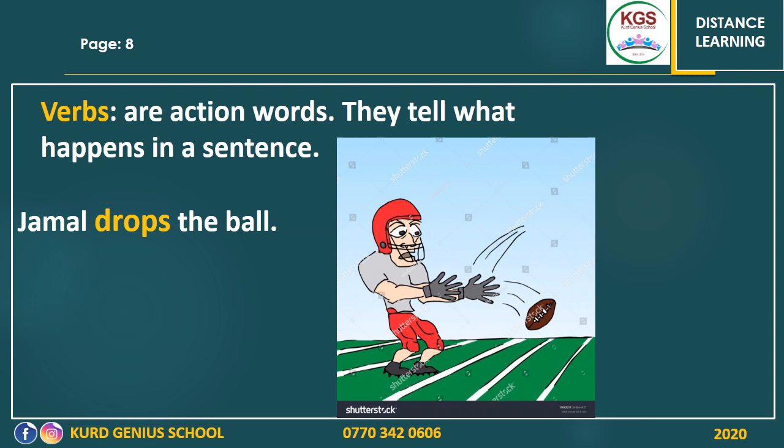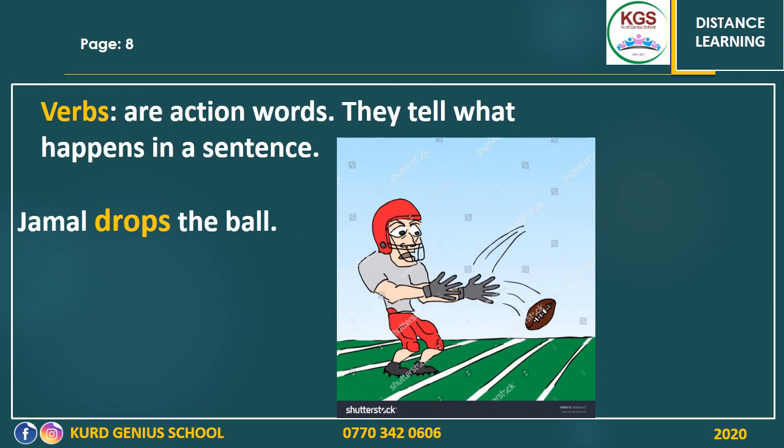What is a verb? Verbs are action words. They tell what happens in a sentence. Without a verb, we don't know what's going on or what happens in the sentence. Look at this example. Jamal drops the ball. Which word is the verb?